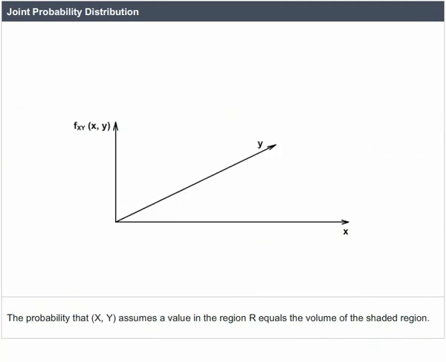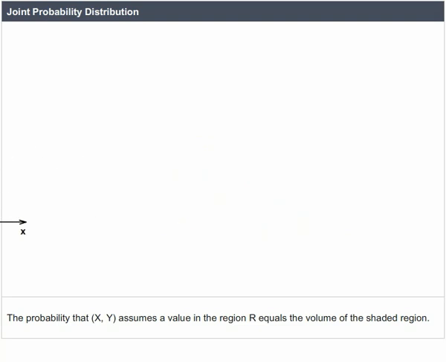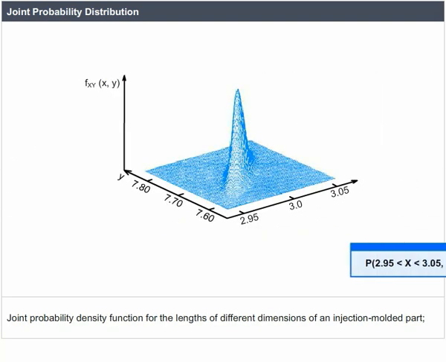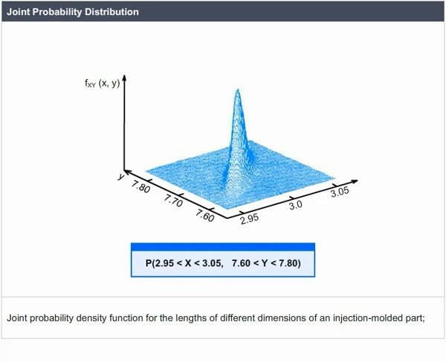The probability that (X, Y) assumes a value in the region R equals the volume of the shaded region. Joint probability density function for the length of different dimensions of an injection molded part.